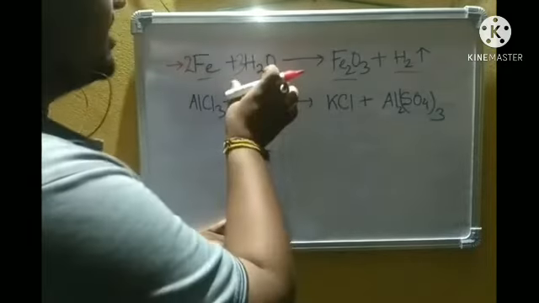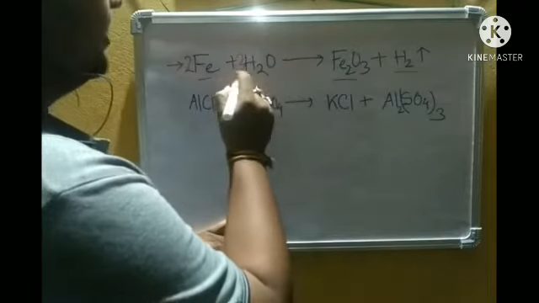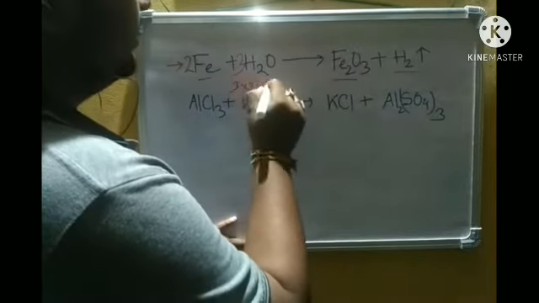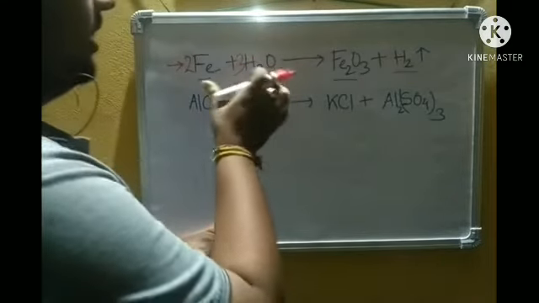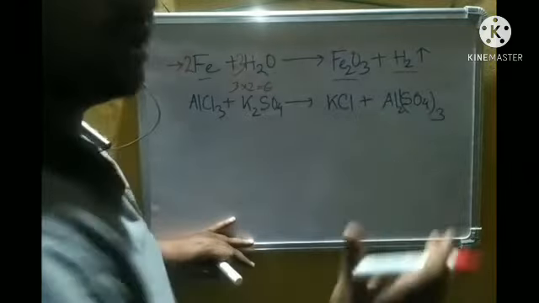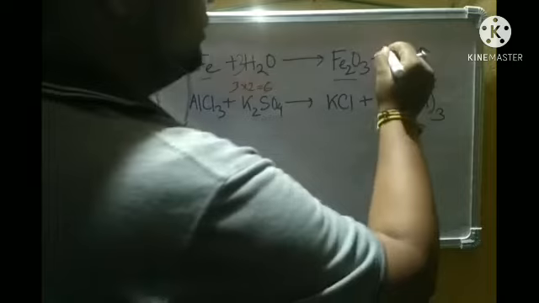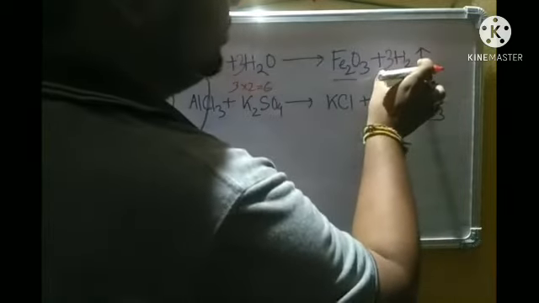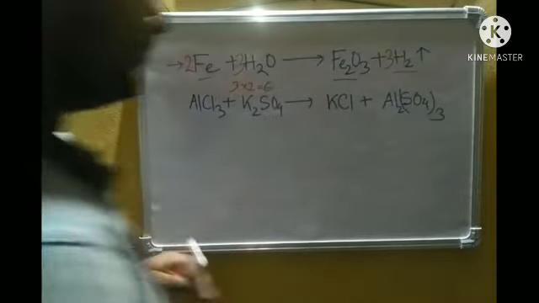As soon as we balance the oxygen, we can see that now the number of hydrogen atoms is 6, that is 3 into 2, 6. So the number of hydrogen atoms now on the reactant side is 6. Now we have to make the number of hydrogen atoms on the product side also equal to 6. How will we do it? Simply we will put 3 over here. So now 3 into 2, 6 hydrogen atoms are also present on the product side.